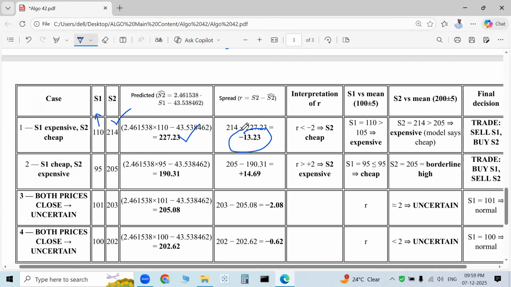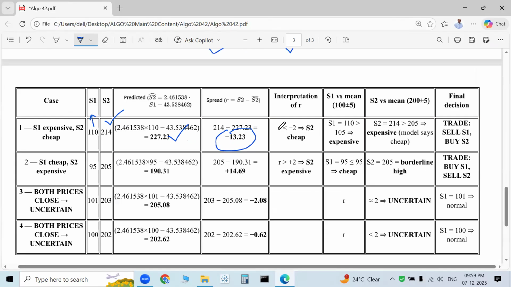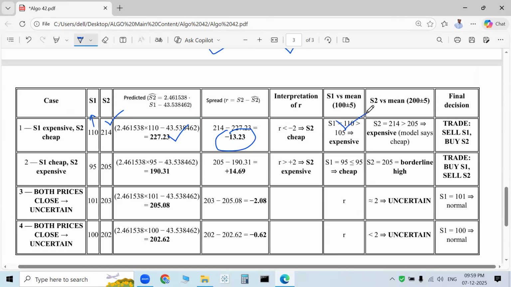So what can we do over here? We can use a very simple logic. We come to know, okay, S1 is expensive and S2 is cheap. Sell S1, buy S2. That's a trade. Simple logic, because the equation says S2 is cheap.